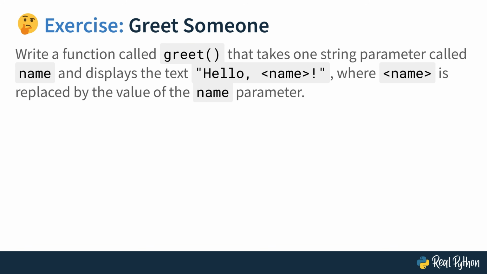Your first exercise is to greet someone. Write a function called greet that takes one string parameter called name and displays the text "Hello, " and then the name, exclamation mark, where the name is replaced by the value of the name parameter. For example, when you pass in Lyra into the greet function, then the function should display "Hello, Lyra!" Okay, now you can pause this video course, and once you're ready, head on to the next lesson where you can see how I solve the exercise.